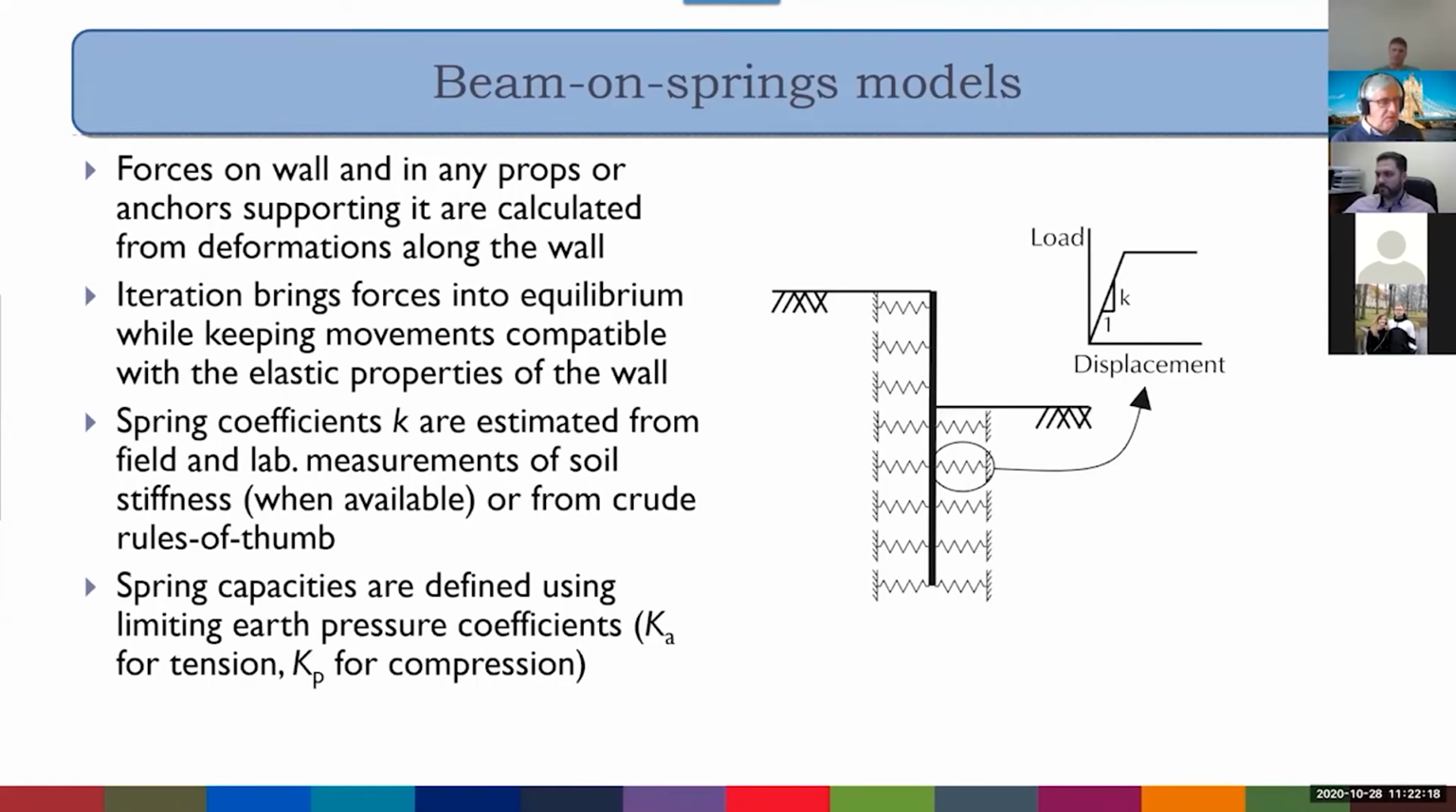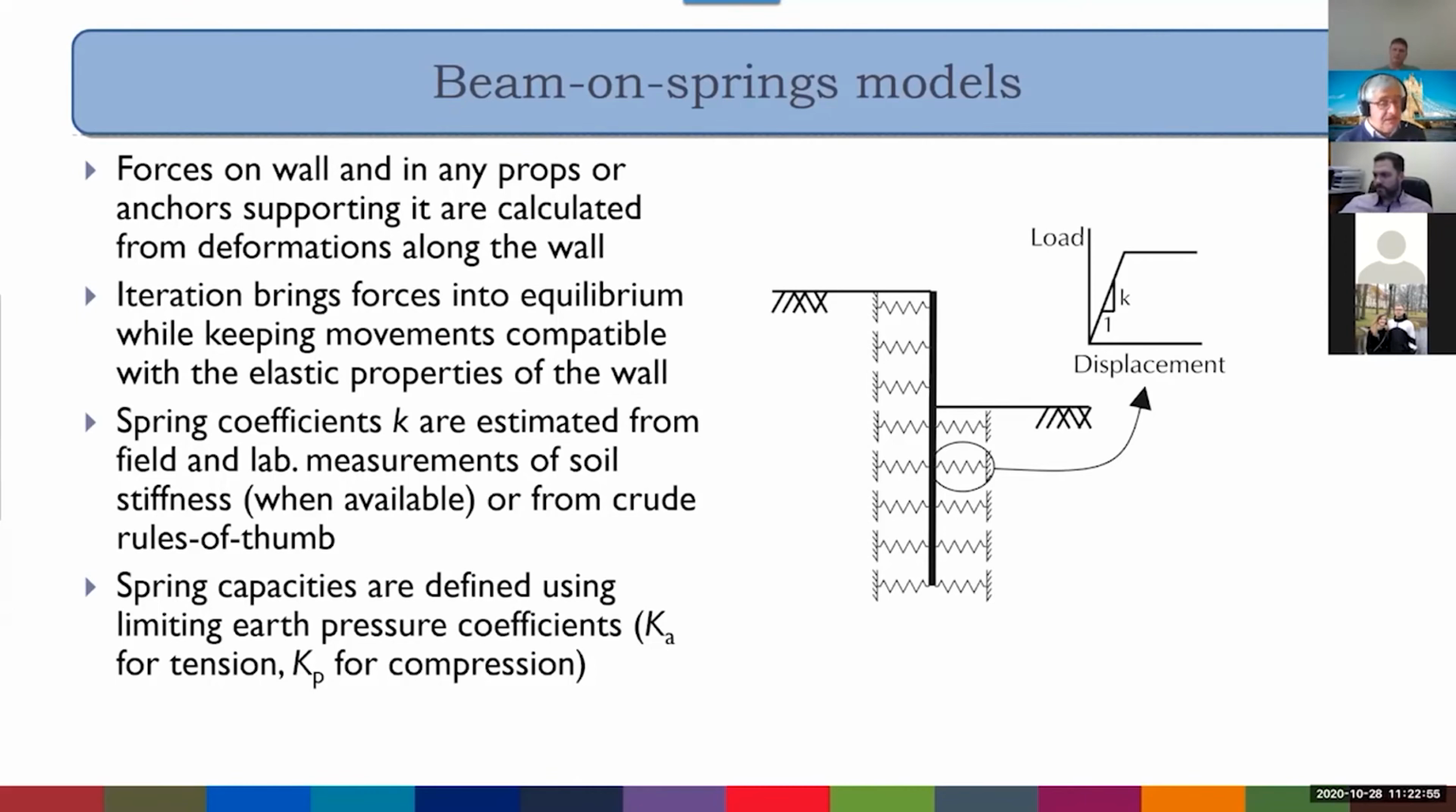There are also programs that will do what are called beam on spring calculations. And these are supposedly better. I say supposedly because the only difference between them and the limiting equilibrium is shown in the top right corner. In a limiting equilibrium calculation, you are assuming perfectly plastic behavior. You're going immediately to failure, and you have passive and active limits. With a beam on spring model, you're assuming linear elastic, perfectly plastic behavior. So you're allowing for some displacement before you reach your limiting condition.